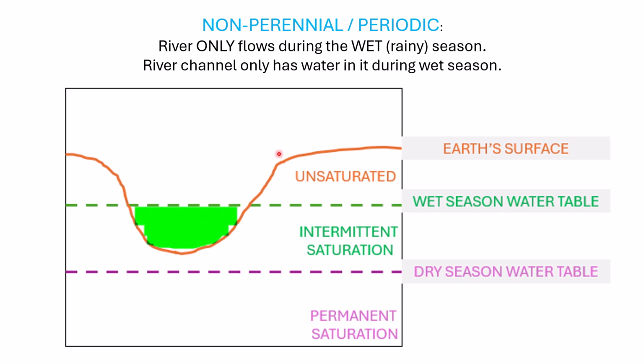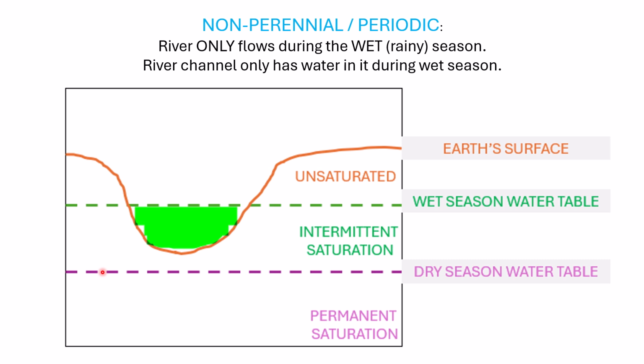So a non-perennial or periodic river is a river that only has water in it during the wet season, and the reason for that is because the river channel only intercepts the wet season water table. During the dry season, when the water table drops to well below the base of the river, this river has no water in it. Please do pay attention to the mapwork application as well.